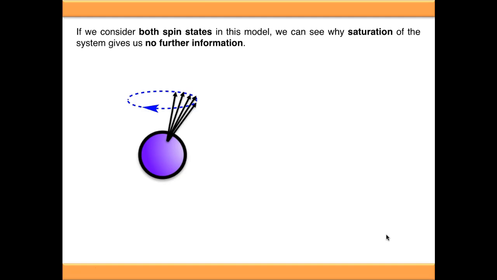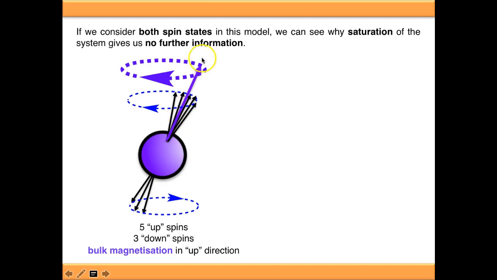If we consider both spin states in this model, we can see why saturation of the system gives us no further information. We said that there was a loss in the bulk magnetization once our energy states become equally populated. Well, if we consider our downspins as well as our upspins in this example, on this nucleus over here, we have 5 upspins and 3 downspins. So we have an overall bulk magnetization, which is pointing in this direction, because there are 5 spins up here and only 3 down here. So therefore it's pointing out of this side of the nucleus. So we have bulk magnetization in the up direction.